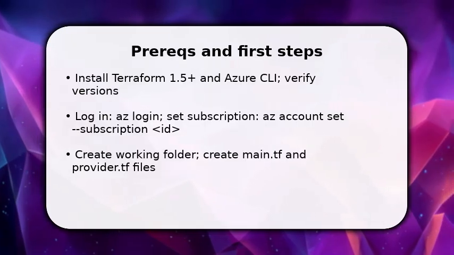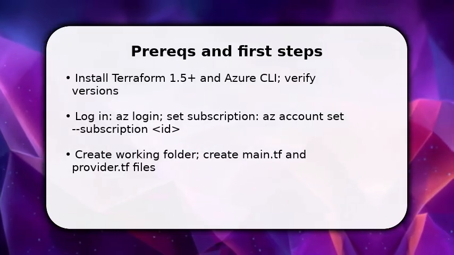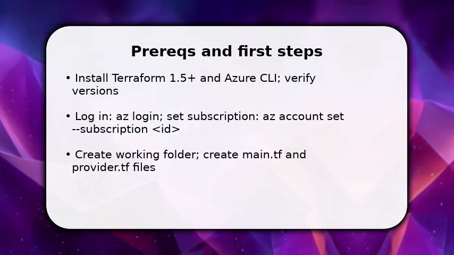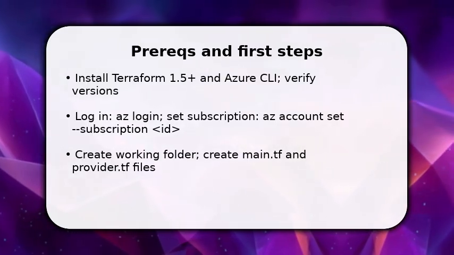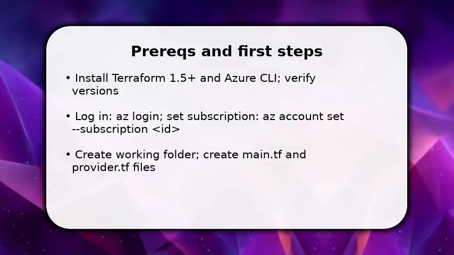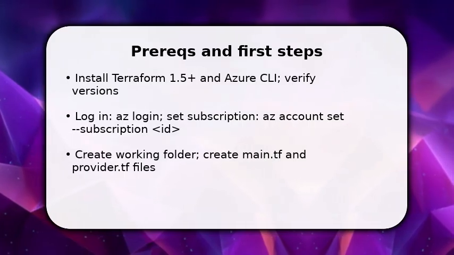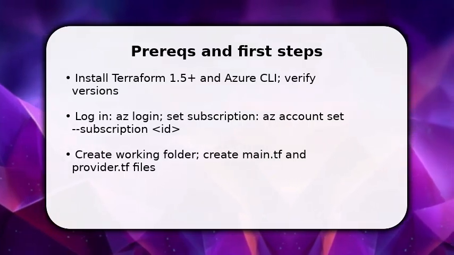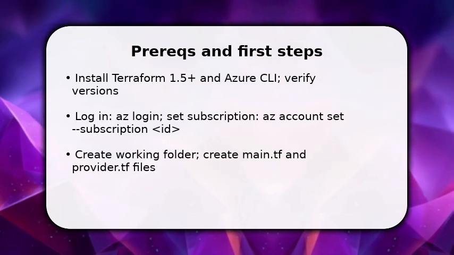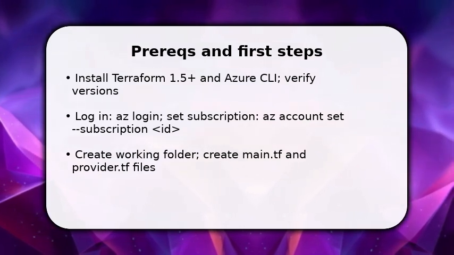Next, create a project folder and 2 files: provider.tf to configure the Azure provider with required version and features, and main.tf where the resource group block will live. Make sure you initialize a git-ignored state file and save your subscription ID for provider configuration.